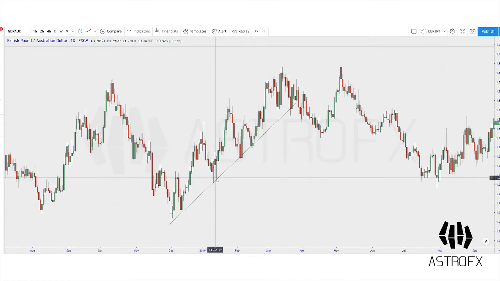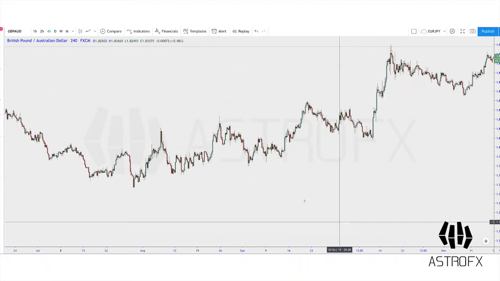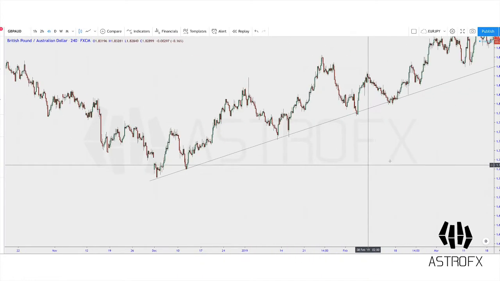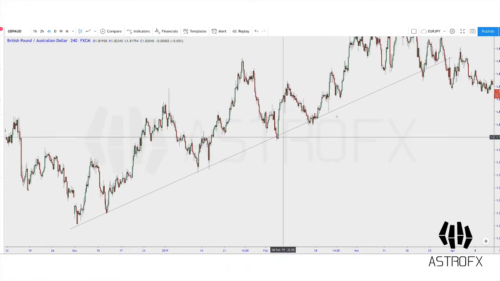And from here, what we could have done is go to a lower time frame. So I've drawn this on the daily. Let's go to the 4 hour. Let's find that price. Hopefully we find it very quickly. There you go. And now you can see in a lot more detail how that trend line would have helped us for quite a duration of time.